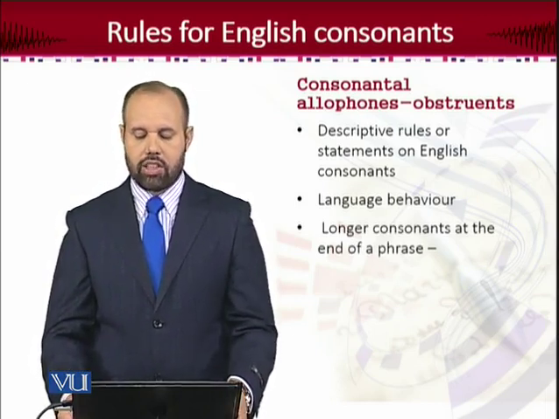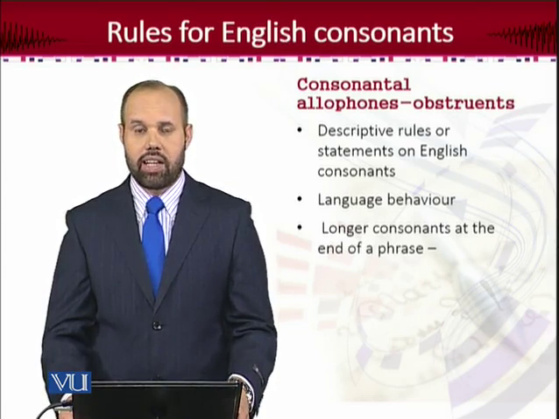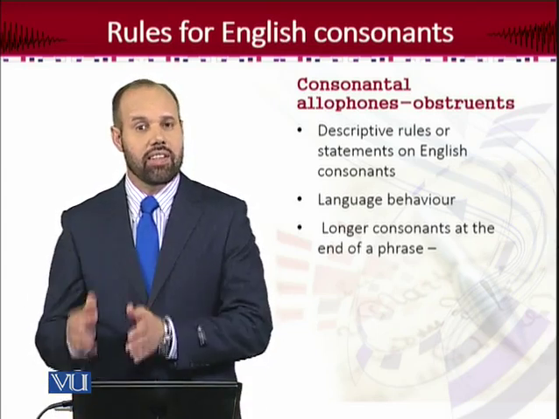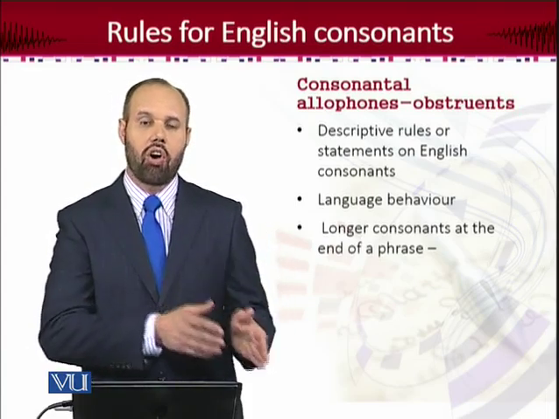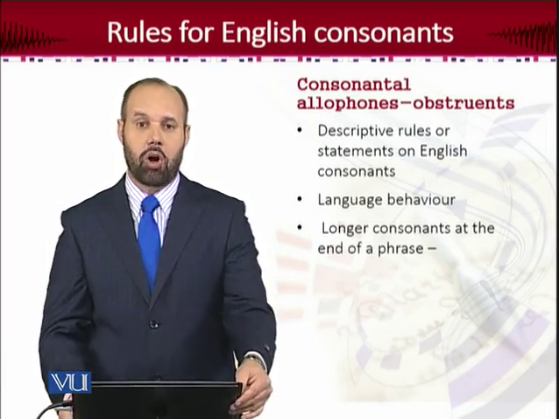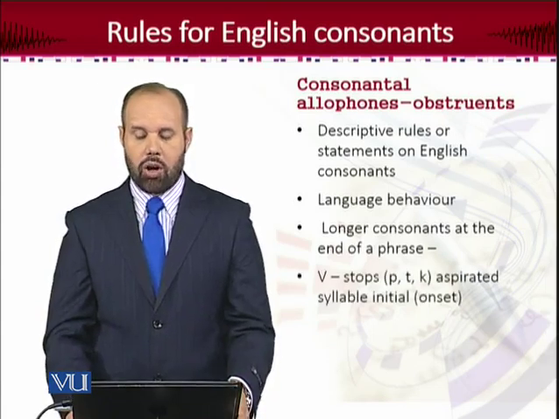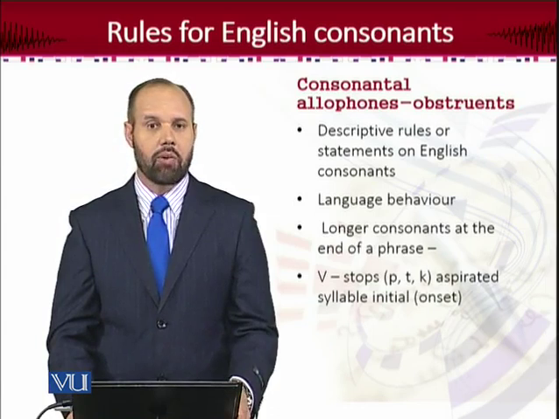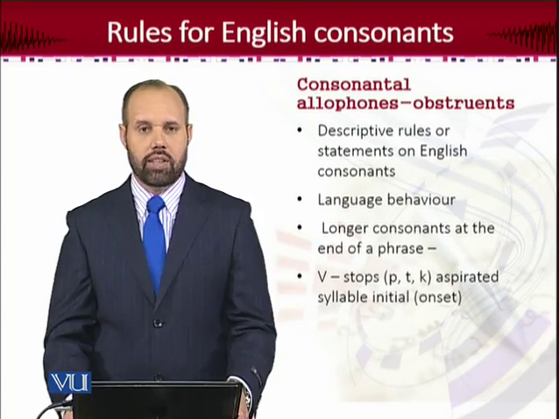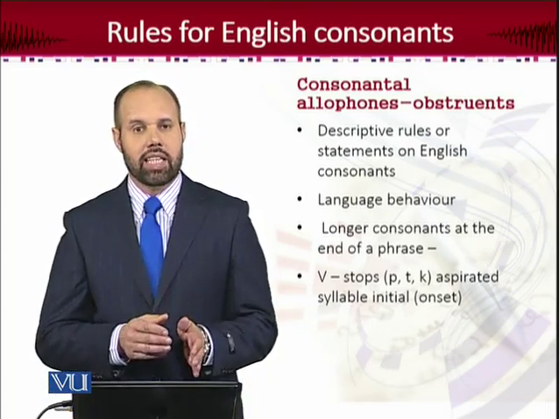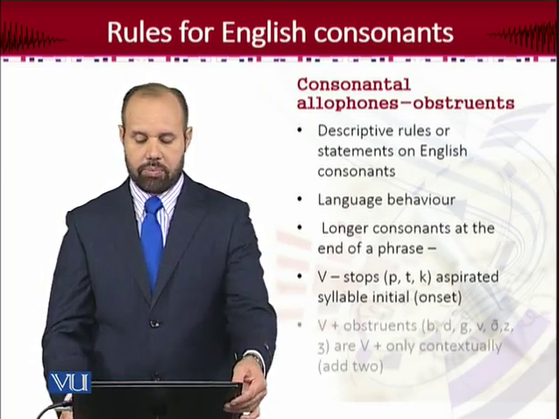The rule is that consonants at the end of a phrase are longer, right? A consonant which occurs at the end of a phrase is longer. When the same consonant occurs at word initial or word medial level, then it is shorter. But at the end of a phrase, it is longer, right? Then voiceless stops p, t, k are aspirated in words like Pakistan, toy, or king, right? So in these words, the p, t, k occupy word initial position, the onset position, and then these are aspirated, right?